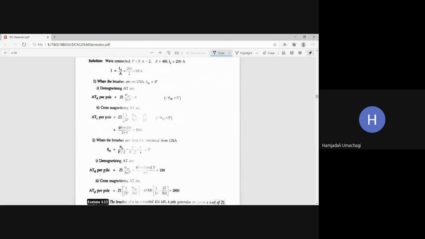Okay, fine. So you will be solving this problem. You just need to follow the formula: ATD per pole is Z I theta M by 360, then ATC per pole is Z I into 1 upon 2 P minus theta M by 360. Be careful about what the brush shift angle is here. In the first case theta M is 0, meaning the brush is lying on the GNA. In the second case, the brush has been shifted from GNA by a certain angle, but that angle is given here in electrical terms. You need to convert this electrical angle into mechanical. After converting, you will get theta M as 1.5 degree. That angle value you should substitute in the ATC per pole and ATD per pole formulas, and accordingly you should get the values for ATC per pole and ATD per pole. I will solve one problem.